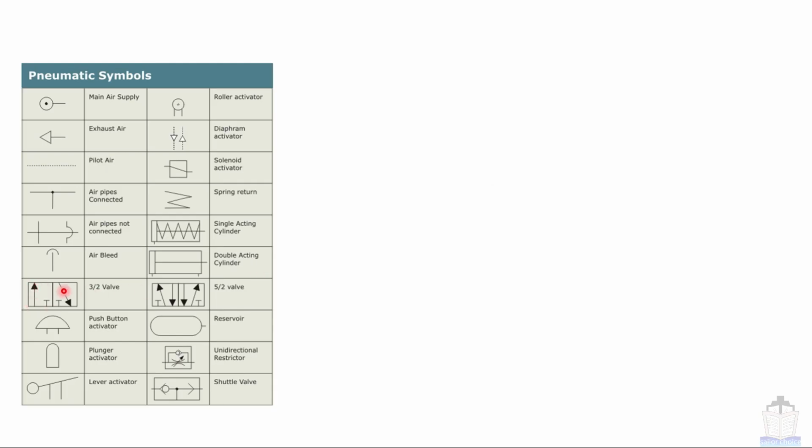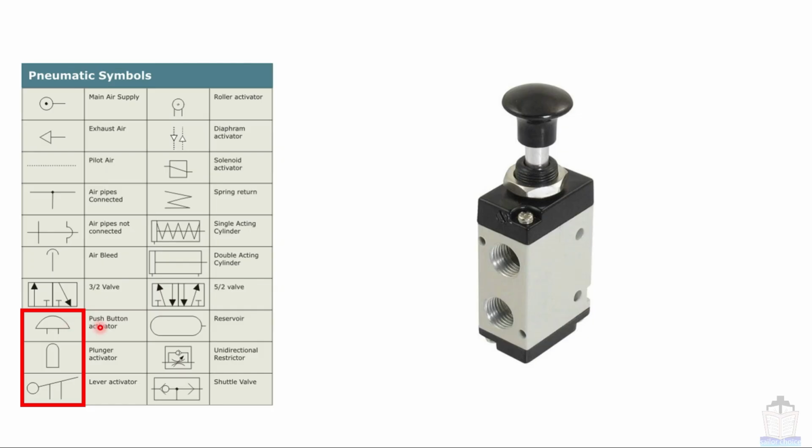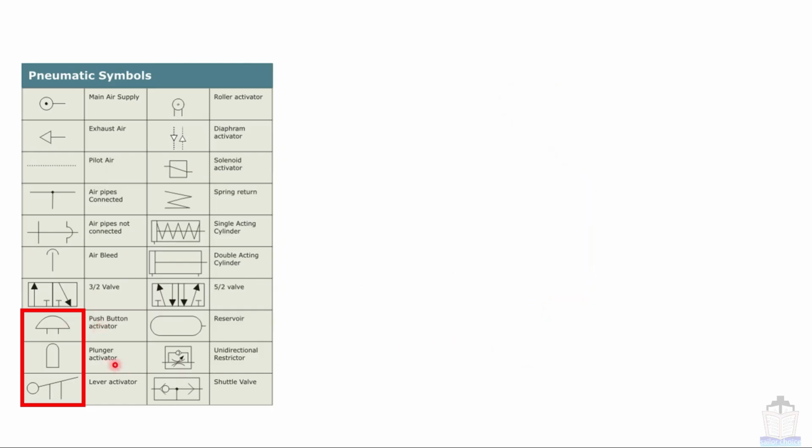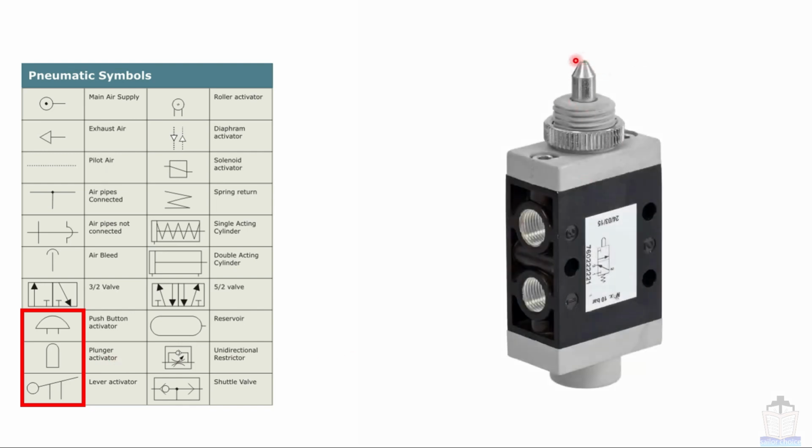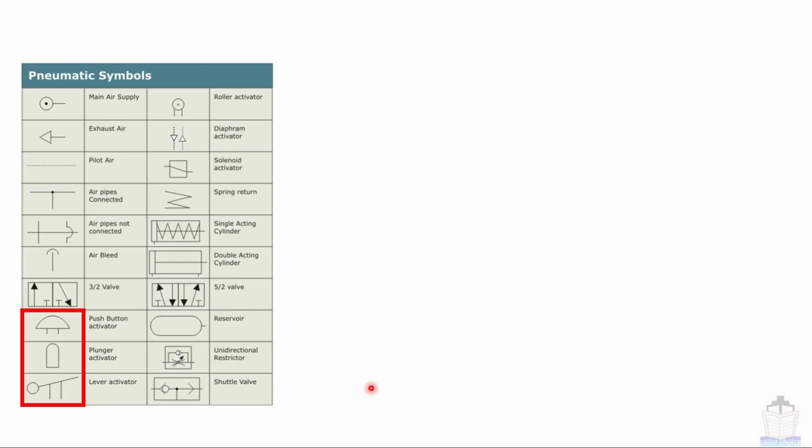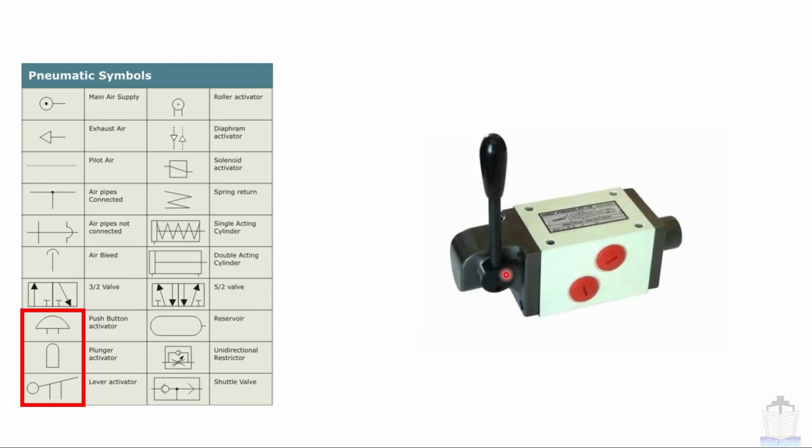Next is this 3/2 valve, and other symbols we have already seen. Now we are going to see all these three symbols. These are all called mechanical type pneumatic valves. That means the spool operation will be done mechanically or manually. The first one is push button. Push button pneumatic valves look like this. Next one is plunger activator. This is the plunger activator, the symbol is here. Next one, lever activator. This is the lever activator.